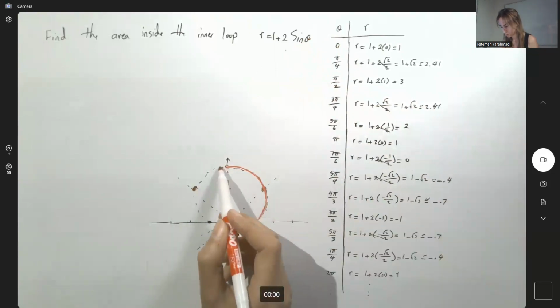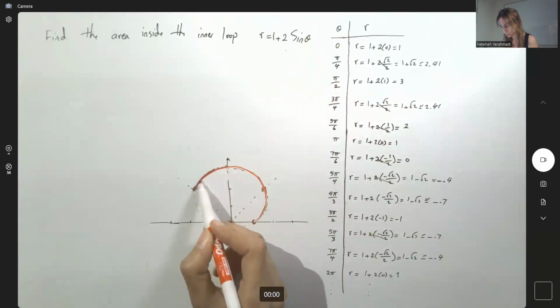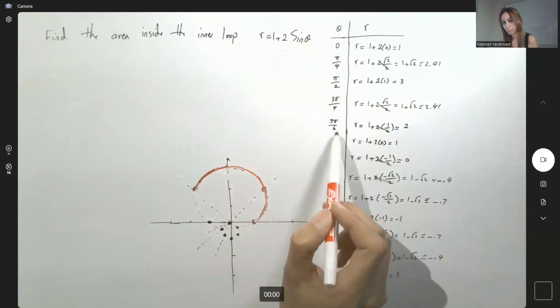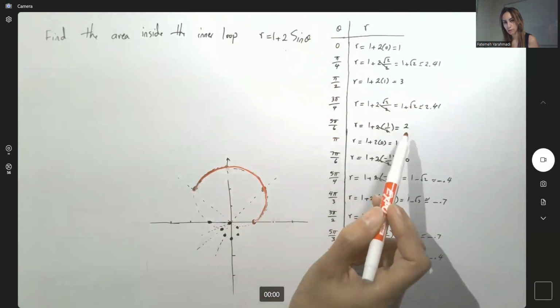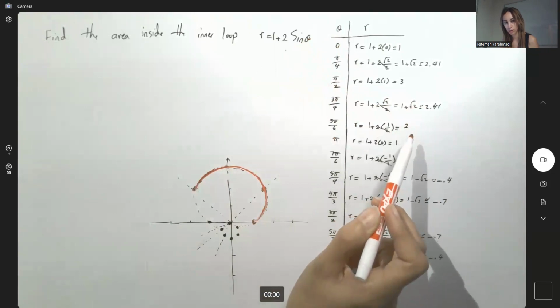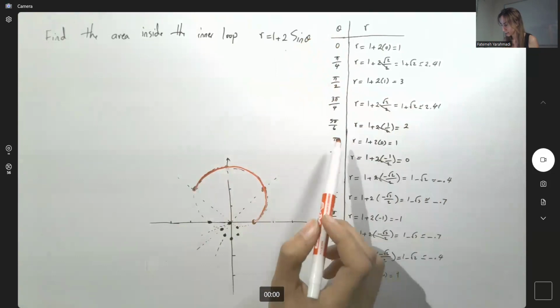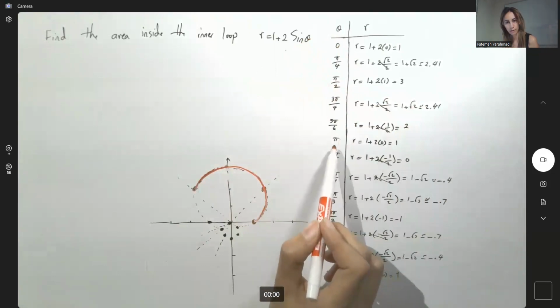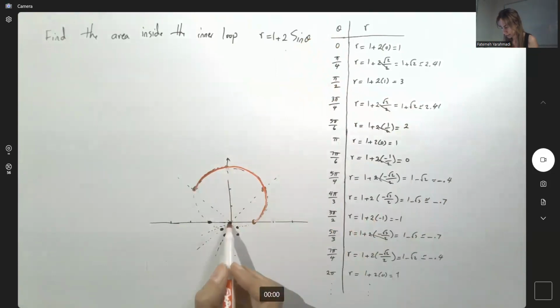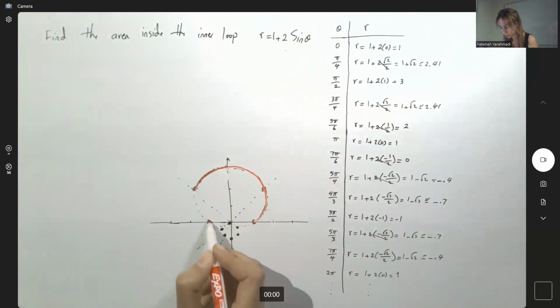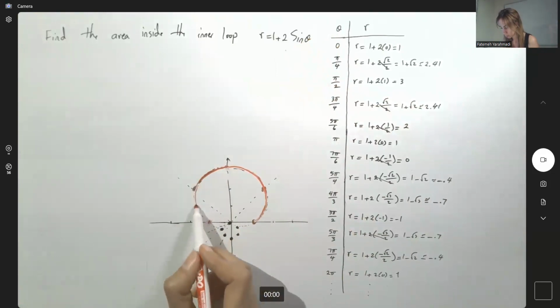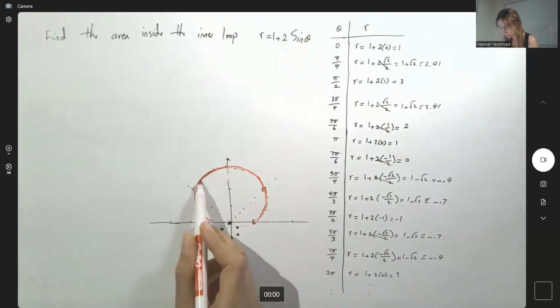Okay, so far, so good. If I plug in 5 pi over 6, the radius is 2 units. Very good. And if I plug in pi, I get the radius equal to 1. So at angle pi, I have a radius of 1 unit. So far, I have this behavior.